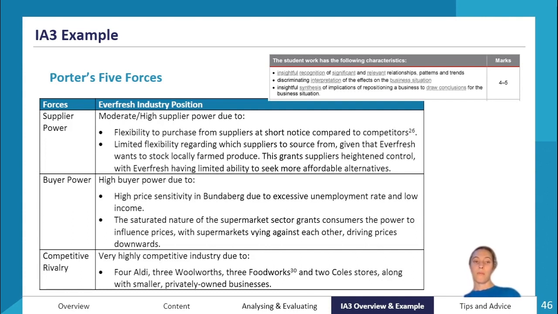So first of all, I've got the evaluation. What is the level of power? So moderate to high supplier power, high buyer power, very high competitive rivalry. So making that judgment and then building on it by actually supporting it with whatever evidence led you to that decision. You don't want to just make a judgment call without having that backup to show how you're justifying that evaluation.